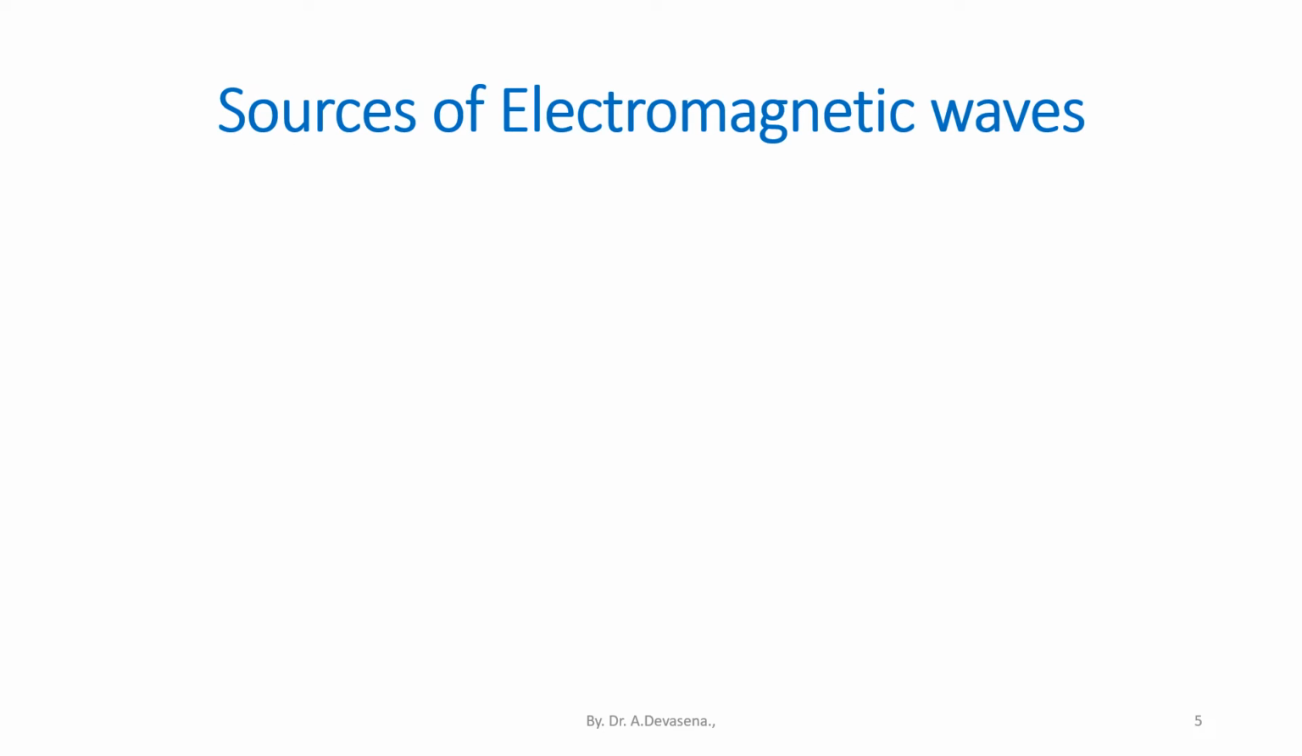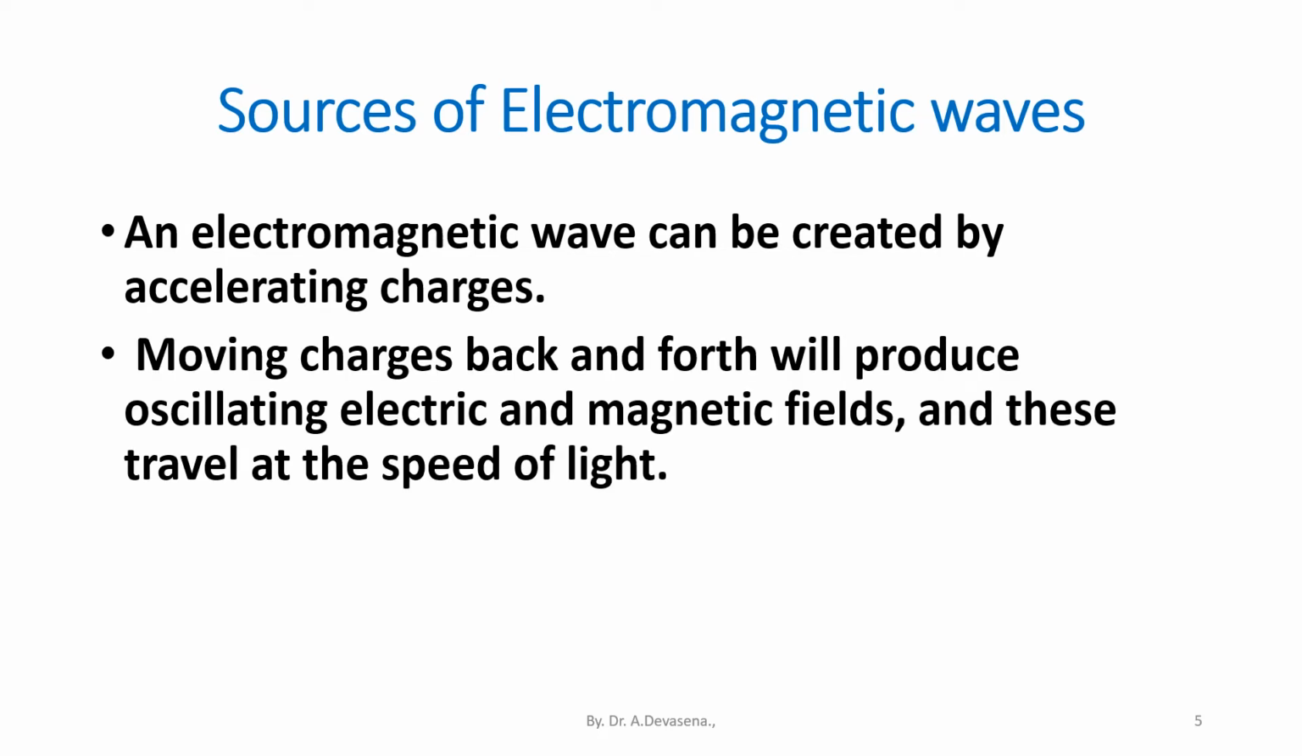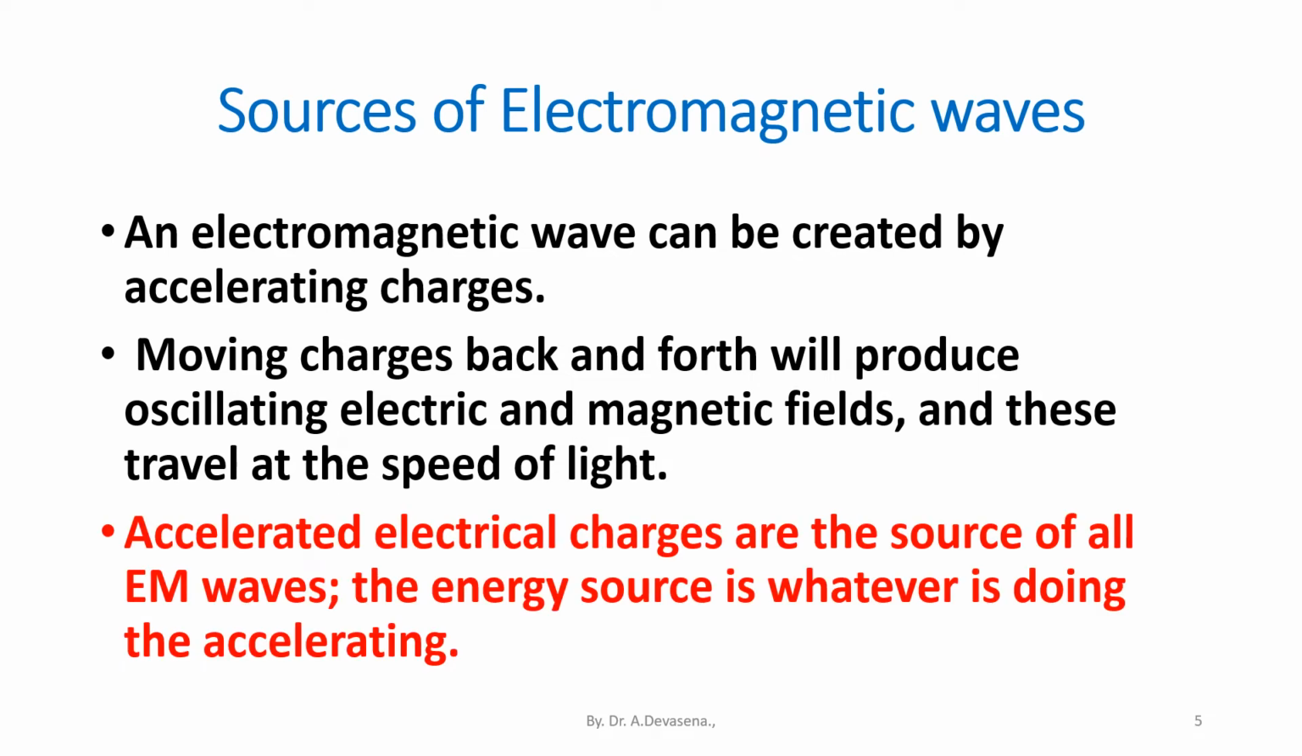Let us see the sources of electromagnetic waves. An electromagnetic wave can be created by accelerating charges. Moving charges back and forth will produce oscillating electric and magnetic fields, and these travel at the speed of light. Accelerated electrical charges are the sources of all electromagnetic waves. The energy source is whatever is doing the accelerating.